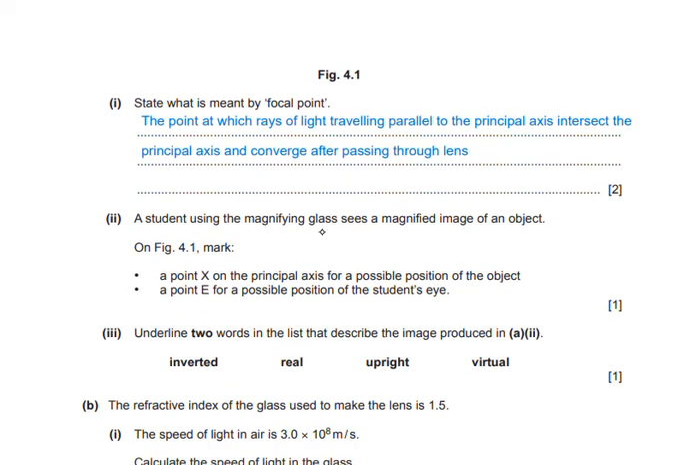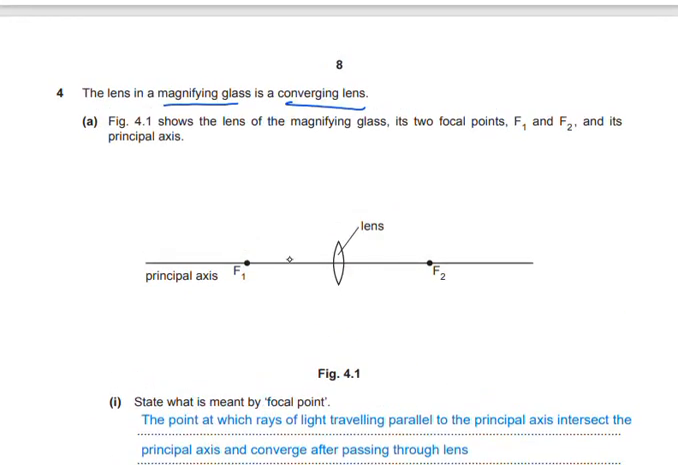A student using the magnifying glass sees a magnified image. We know that. On figure 4.1, mark a point X on the principal axis for a possible position of the object. We know that for using this as a magnifying glass, the object needs to be placed between the focal point and the optical center. Mark a point E for a possible position of the student's eye. Okay, so we need to look at these 2 points. If one is represented by X, so X is at that point, and E should be on the other side. Okay, right, not exactly here, it must be here.